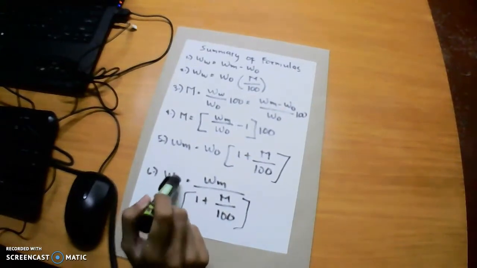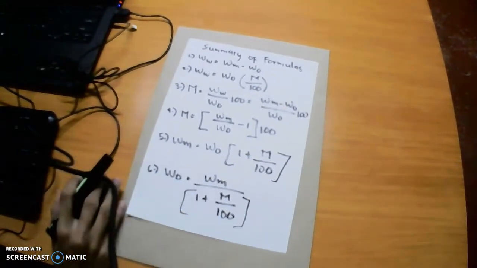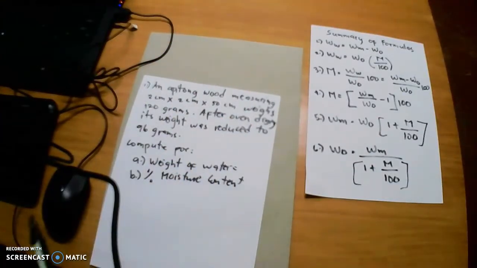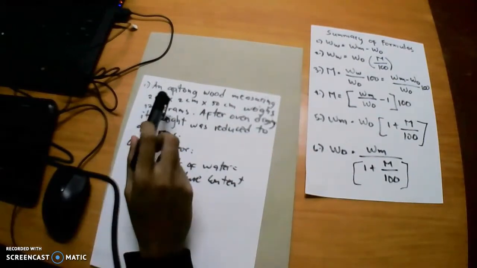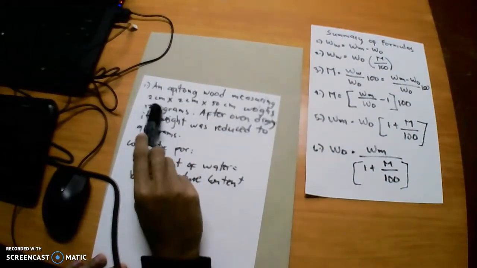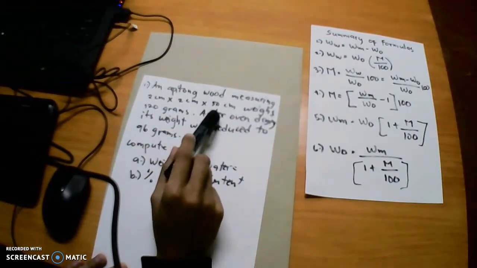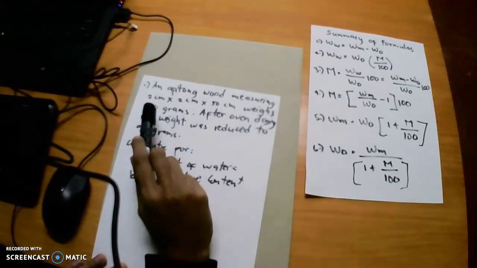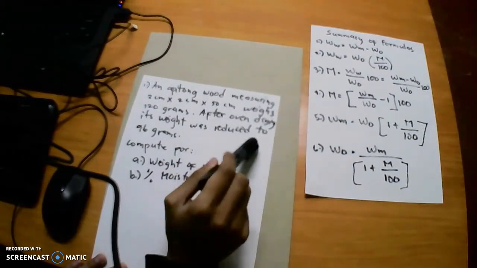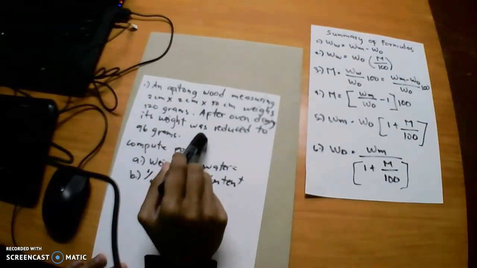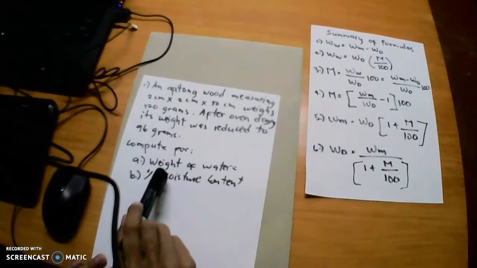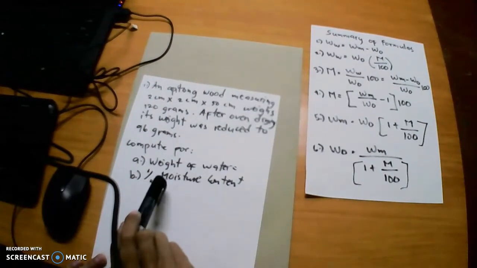Okay? Now, in order for you to fully understand, let us give an example, sample computation. Let's take a look at this example. Now, for example, an apitong piece of wood measuring 2 cm by 2 cm by 50 cm nga bugaton weighs 120 grams. Okay? After oven drying, its weight was reduced to 96 grams. So, ang required is compute for the weight of water na nasa kahoy and the percent moisture content.